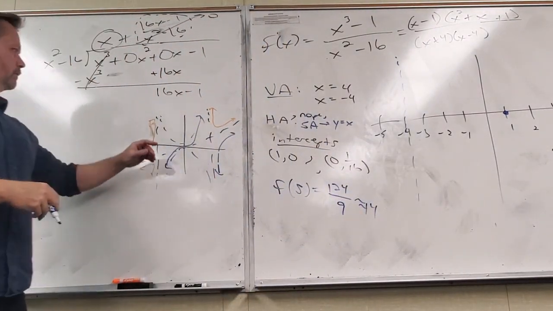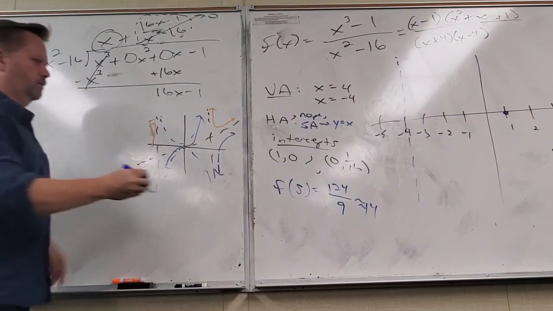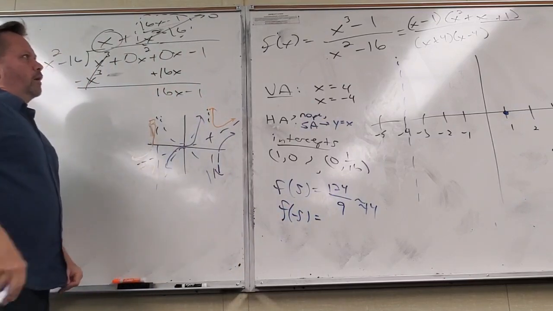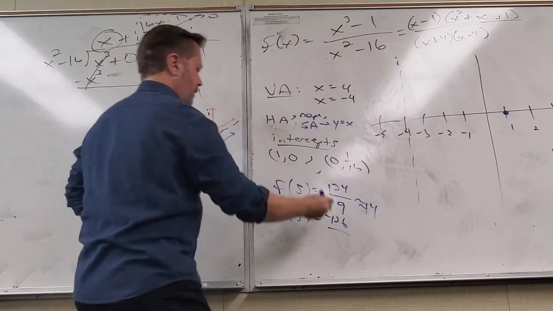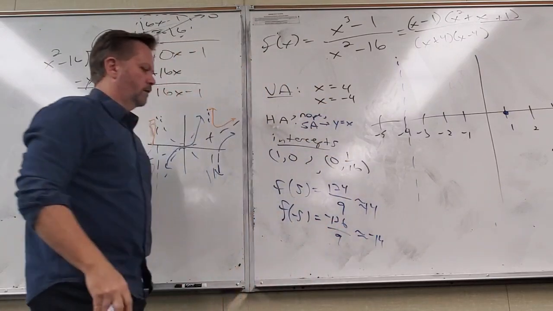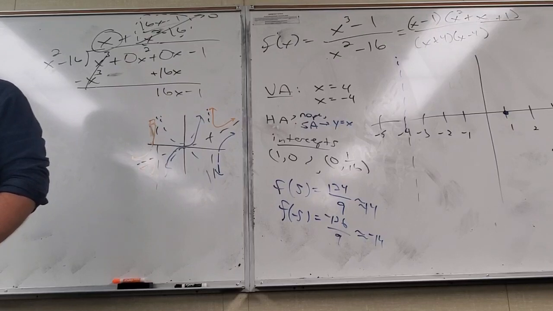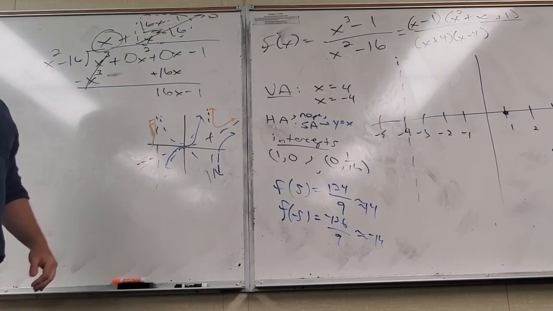What else did we want? -5, right? Same idea, same reason. So f of -5. Let's see, -126 over 9 again, which again is about -14, I think. Actually, is it exactly -14? Yep. Look at Jeff knowing math.